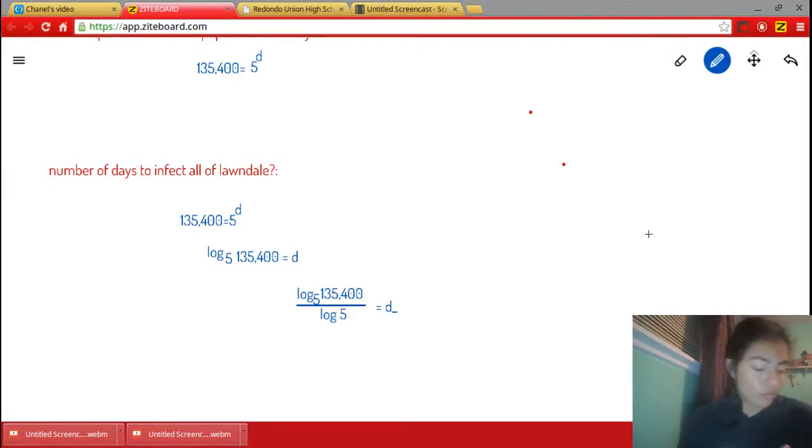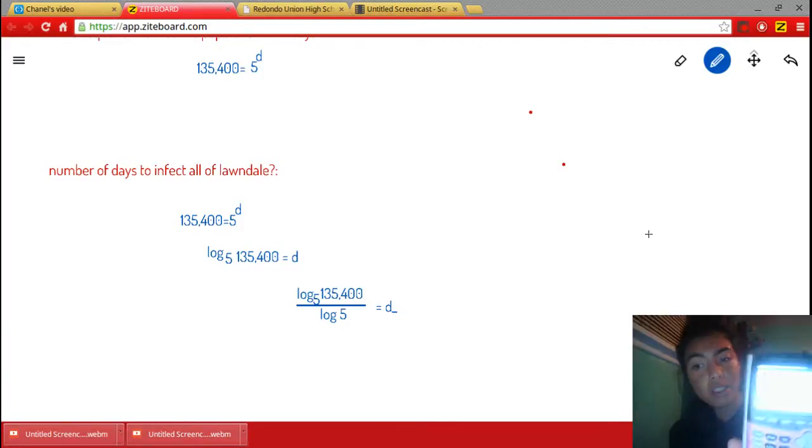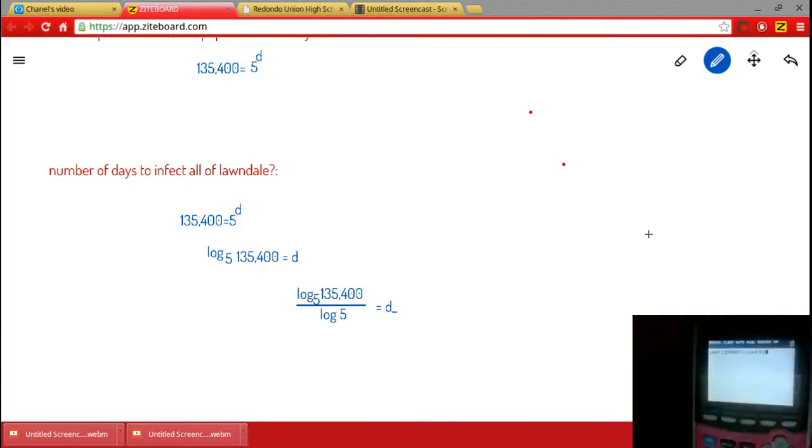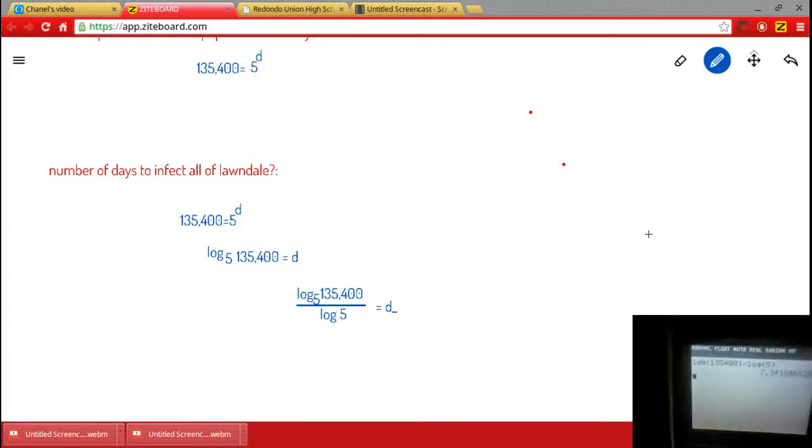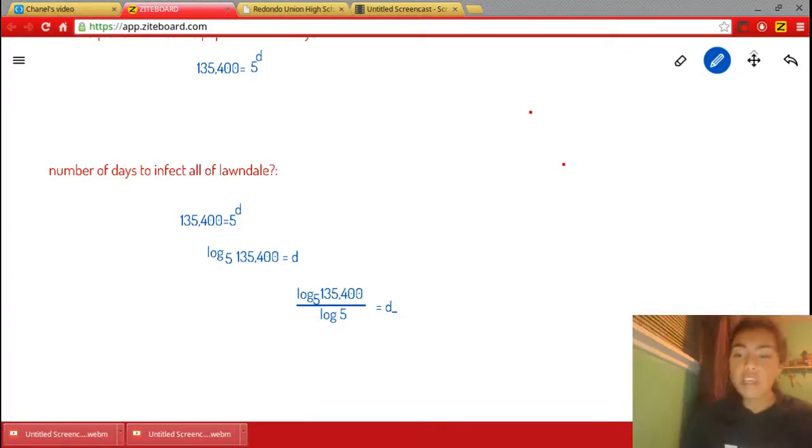So we type it in. Remember, we find our log on our calculator. Log, we type in 135. We type in log 135,400, and we divide it by log 5. Make sure your parentheses are closed. You can't really see it. Oh yeah, you can see it. Make sure your parentheses are closed. And when you put equal, you get 7.34.